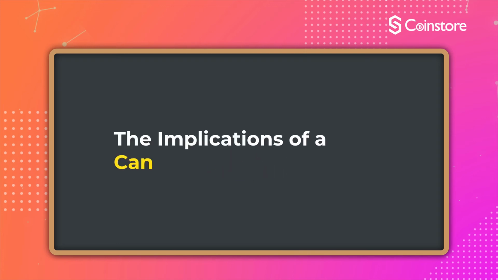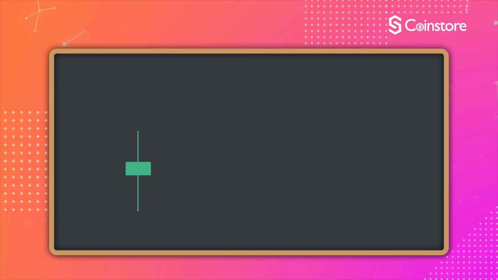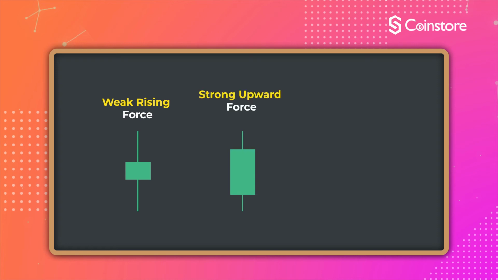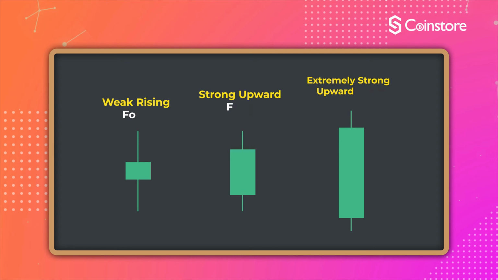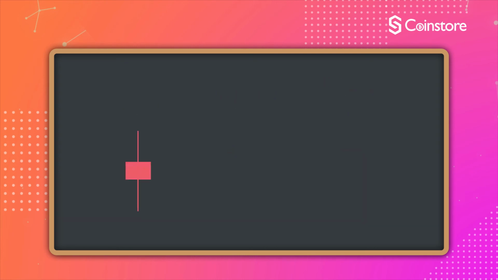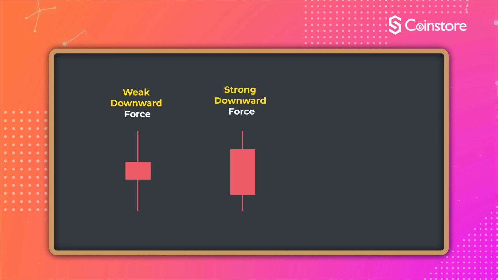Now, let's move on to the implications of a candlestick's body length. Here are a main few that you should know. A green line candle with a short body implies a weak rising force. A green line candle with medium bodies implies a strong upwards force. And a green line candle with long bodies implies an extremely strong upward force. And this can also be applied on red line candles. Short red line candles with short bodies implies a weak downward force, while medium red line candles with relatively longer bodies implies a strong downward force. And lastly, long red line candles with long bodies implies an extremely strong downward force.